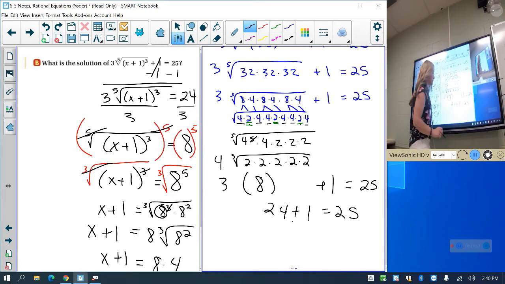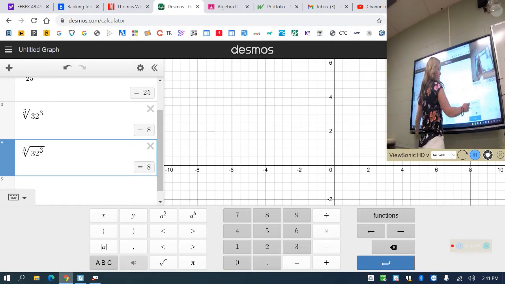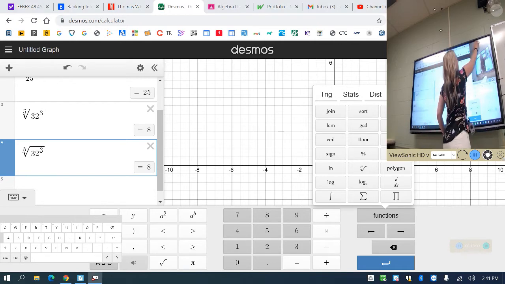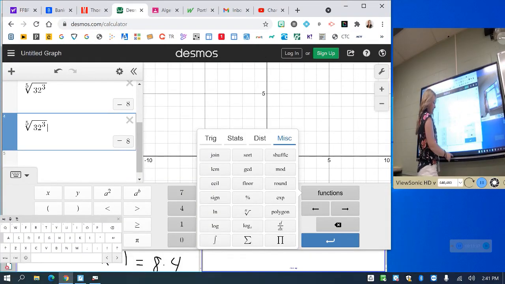Now, you could also use Desmos if you wanted to. If you look, I also plugged in the 5th root of 32 cubed. Where do you find the 5th root? If you click functions, and then over here, I can't see that. Let me see here. Over here under MISC, right here is your 5th root.